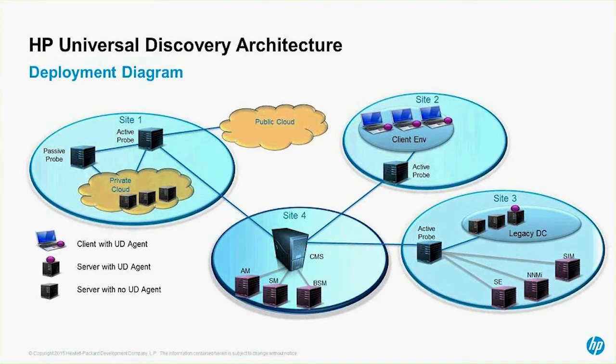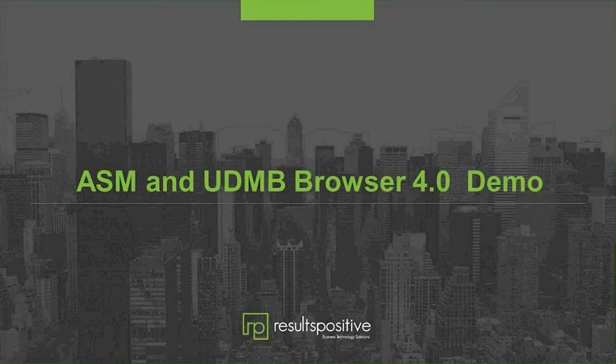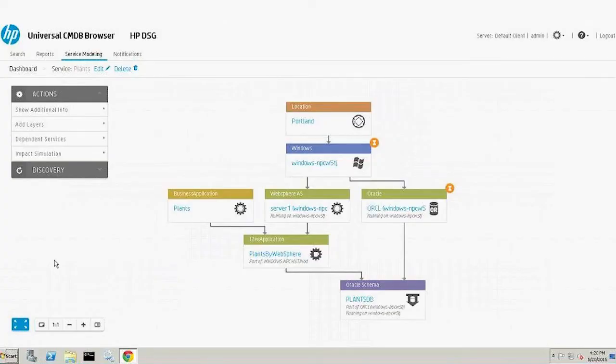Now let's quickly move into the demo of assisted service modeling and UCMDB Browser 4.0. So what we are looking into here is a service model dashboard. And this is, again, a new capability that was added in 10.20, where you can actually build these dashboards or service models starting from just a URL. So what I'm going to demonstrate in this particular view is how you could be consuming the information once this model is built from a top-down discovery job.